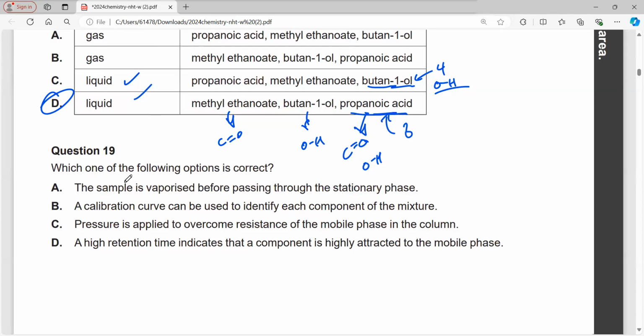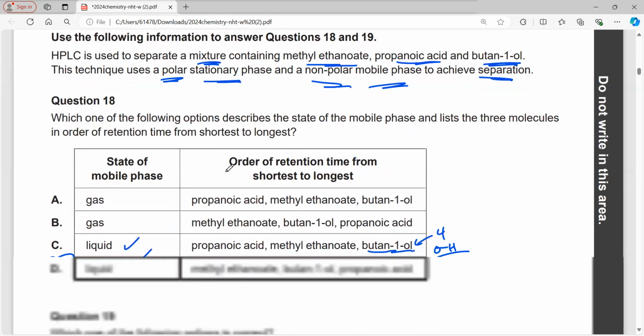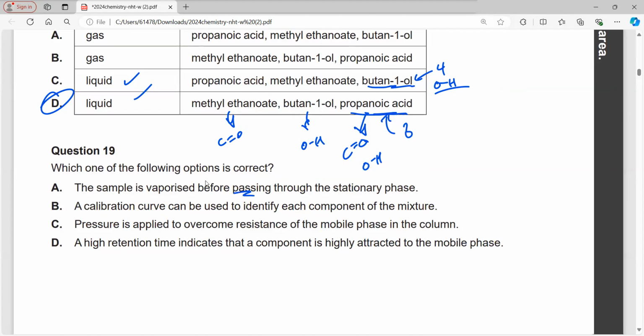Which one of the following options is correct? I think this is in relevance to HPLC. So the sample is vaporized before passing through the stationary phase. I think this is done in other chromatography techniques, but not necessarily HPLC. A calibration curve can be used to identify each component of the mixture. So this is talking about when we're identifying each component, that's a qualitative determination. When we are using a calibration curve, we're trying to do a quantitative determination. What we're trying to do is find the concentration of each component within the sample, which is why B is all right.